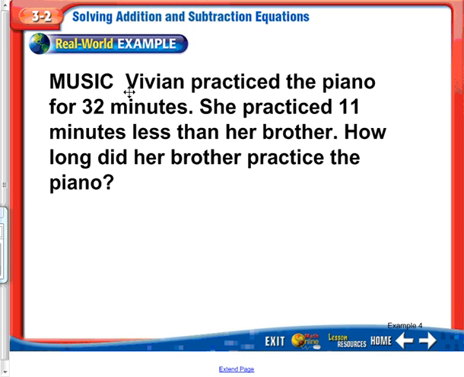Vivian practiced the piano for 32 minutes. She practiced 11 minutes less than her brother. How long did her brother practice the piano? Well, the first number here is 32 minutes. So I'm going to write a 32. And she practiced 11 minutes less than her brother. So I'm going to say 32 equals 11.